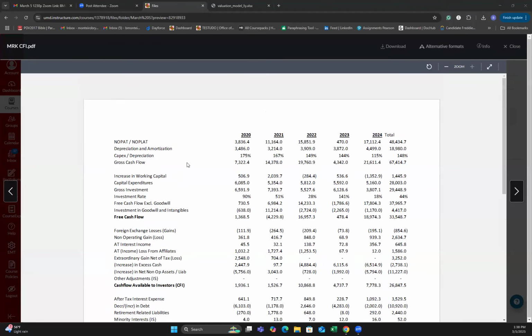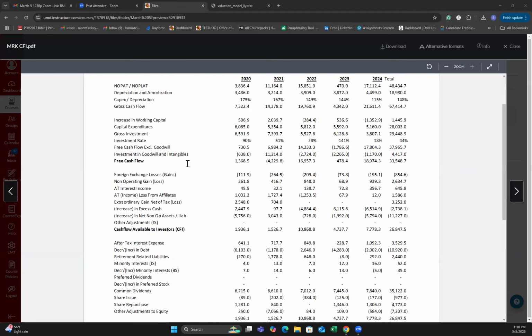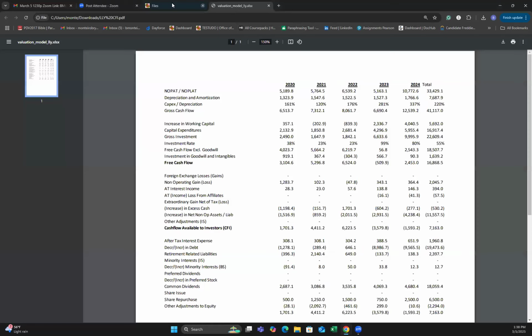Well, I'll take it. So for our group, can you see my screen? Yeah, we can see it. I believe I have Lilly and Merck right here.